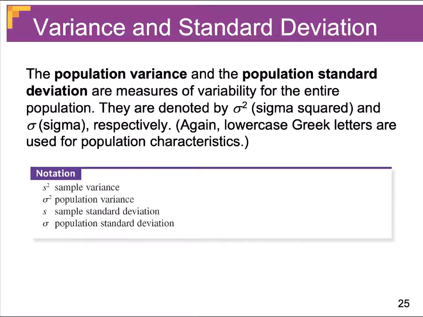Now, just like we had the population mean and the sample mean, we have the population variance and standard deviation, and we have the sample variance and standard deviation. We'll use s when we're dealing with a sample, and we'll use the Greek letter sigma when we're dealing with a population.